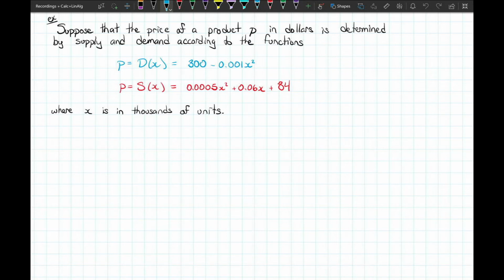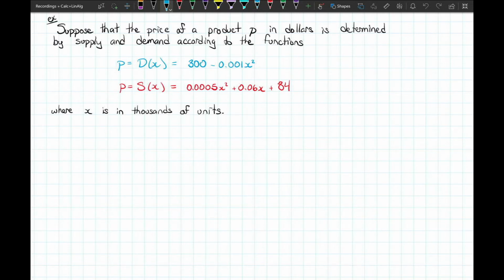0.0005 x squared plus 0.06 x plus 84. Again, you can check that that is always sloping upwards using the derivative, and you'll see that it is a positive derivative whenever x is greater than 0. Here, x is in thousands of units, but price, again, is just in dollars.